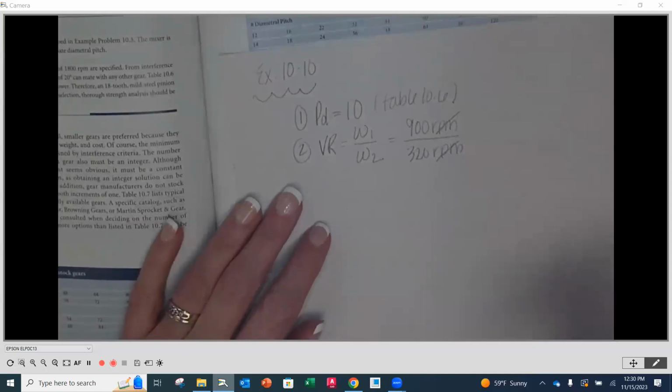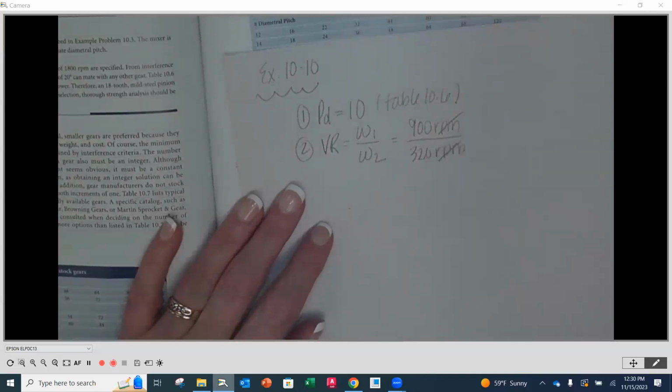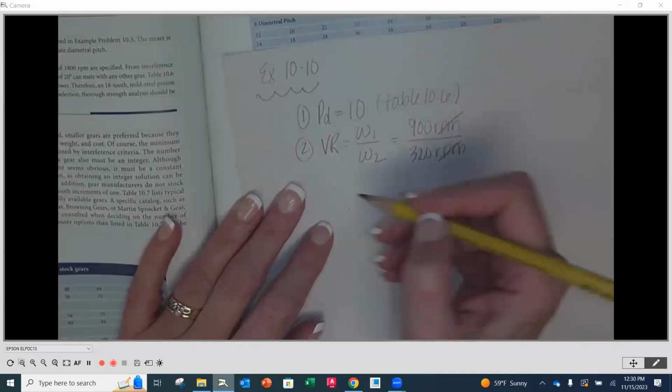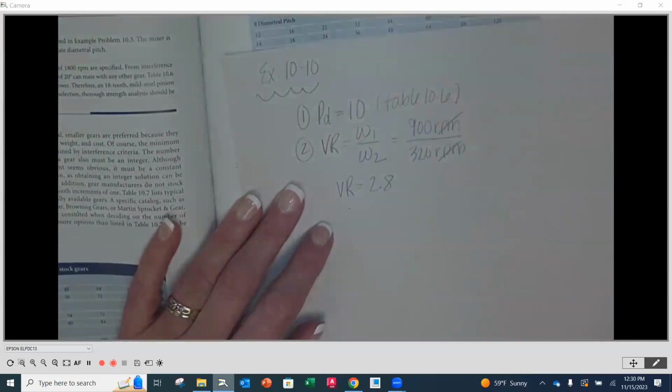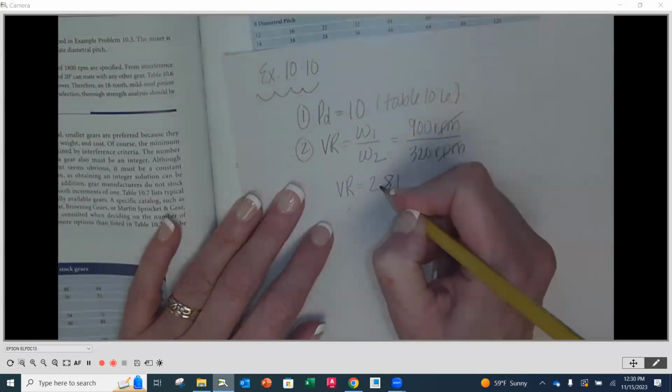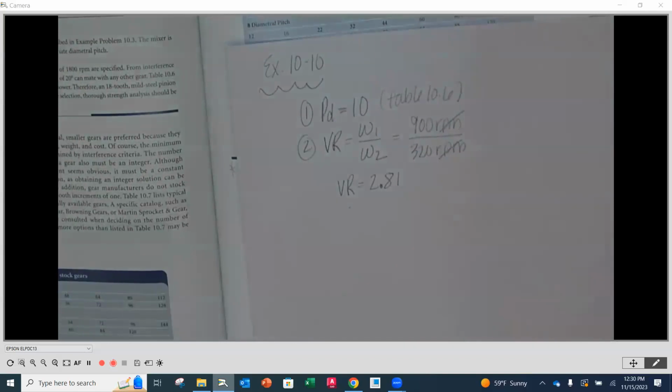2.8? What did you say? 2.81? Okay, all right. So our velocity ratio is going to be 2.81. And what does that mean? You tell me what that means. What does this velocity ratio mean? How would you put that in your own words? So why would I be interested in that?